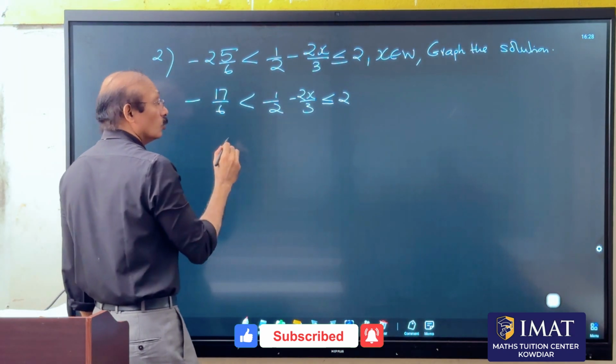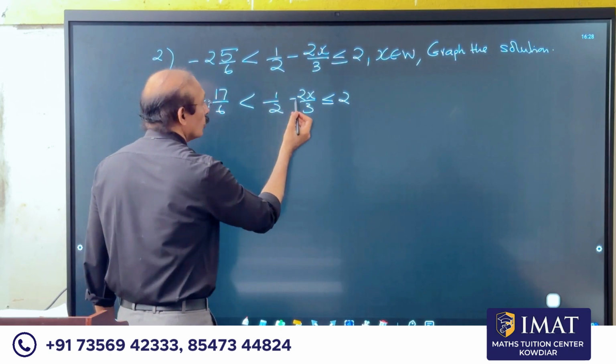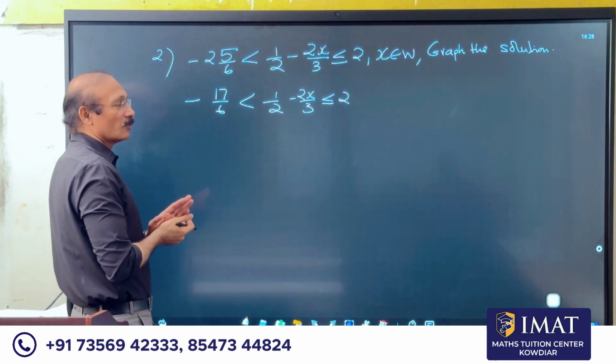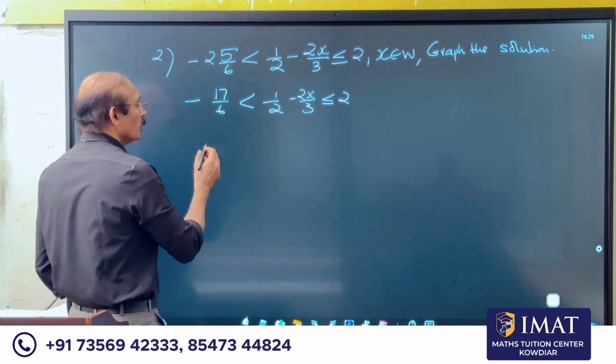Let us remove the denominator first. So here it is 6, here it is 2, here it is 3. So take the LCM of these three numbers, which is 6. Multiply all the numbers by 6. Positive number, no change in the inequation.